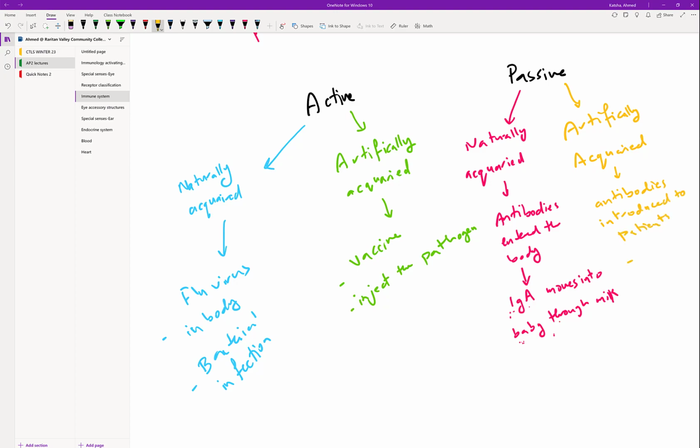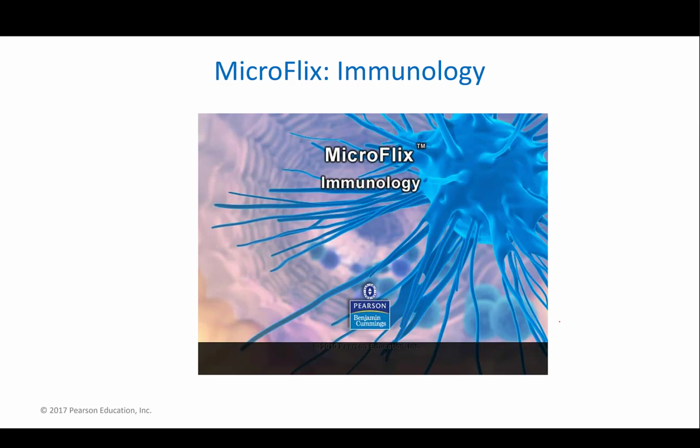Like what? In some treatments of cancer, they will call them monoclonal antibodies. So here they inject the patients with antibodies that have been developed against this specific type of cancer, and those antibodies will go and kill the cancer cells. So those are the two types and the subtypes of active and passive immunity. This is the video about the entire immune system. Please watch it. It's very useful. It will show you animation of all of the things that we talked about.